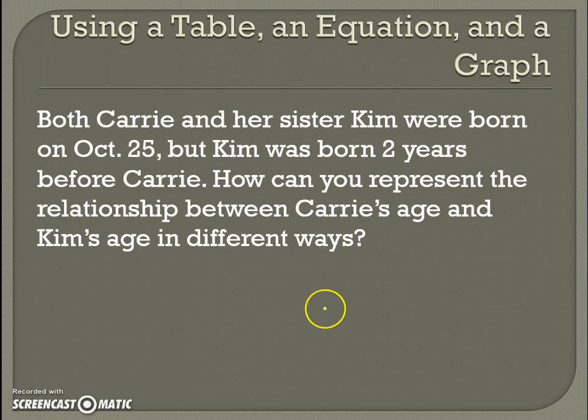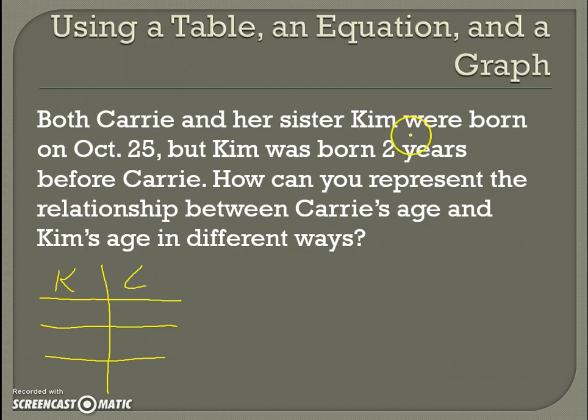Alright, so here, using a table, an equation, and a graph, it says both Carrie and her sister Kim were born on October 25th, but Kim was born 2 years before Carrie. How can you represent the relationship between Carrie's age and Kim's age in different ways? So the first way we're going to do is with a table. So I'm going to have K is for Kim and C is for Carrie. It doesn't have to be a very elaborate table or graph. So here's my table and we'll just start right here.